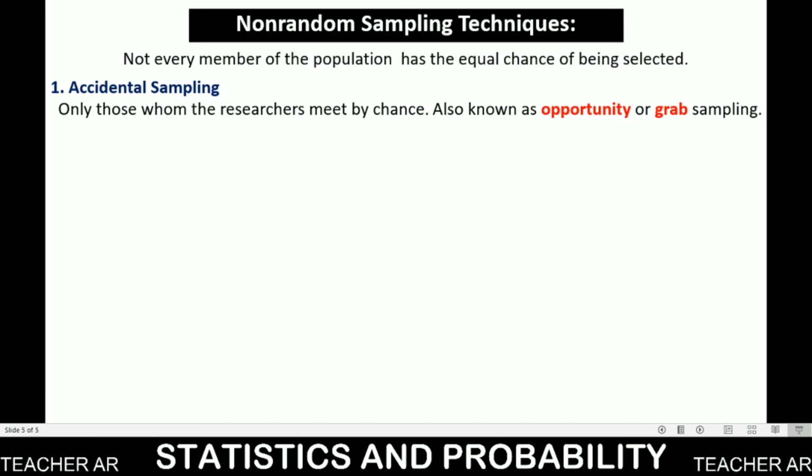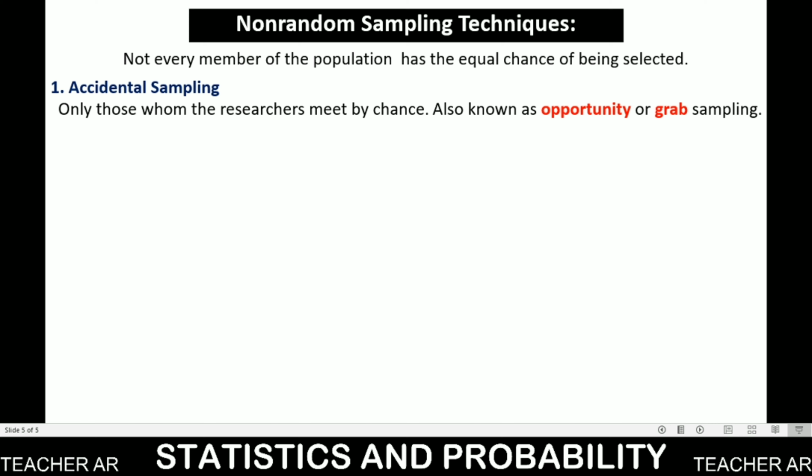Ibig sabihin, tamang opportunity lang and then grab sampling. Ibig sabihin, kung sino yung nandun, kung sino yung pwede, kung sino yung na-meet by chance, sila yung maisasama sa research. Sila yung magiging part ng sample. And that is our accidental sampling.